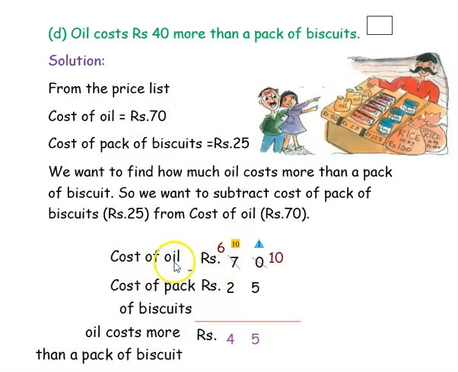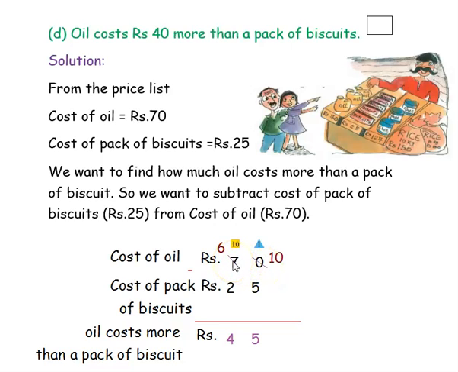First I am writing the cost of oil. It's 70. We need only the tens column and ones column, so 7 in the tens column and 0 in the ones column. Then the cost of a pack of biscuits is 25. So I am writing 2 in the tens column and 5 in the ones column. Now I am going to subtract this. So here 0 ones and 5 ones. We want to subtract 5 ones from 0 ones. This is not possible.